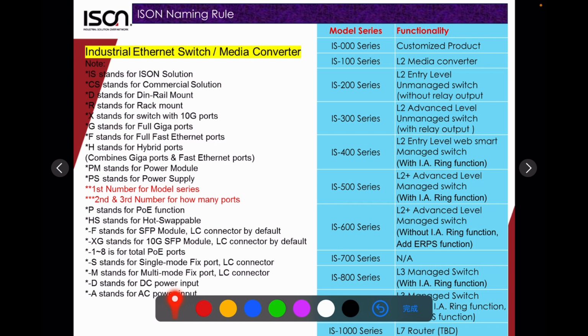On the left side, IS stands for Isen solution, as you know before. CS stands for commercial solution. D stands for thin rail mount. R stands for rack mount. X stands for switch with 10G ports. G stands for full giga ports. F stands for fast Ethernet ports. H stands for hybrid ports. The hybrid ports combines giga ports and fast Ethernet ports in one switch.